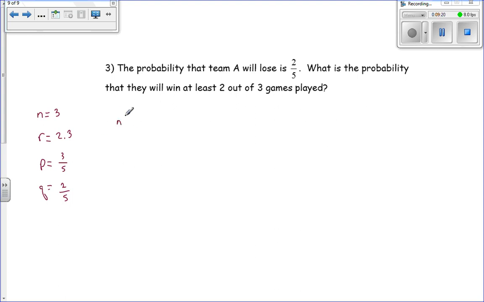So we have nCr, P to the r, Q to the n minus r. So we have 3C2, 3/5 squared times 2/5, plus 3C3, 3/5 to the third, 2/5 to the 0.